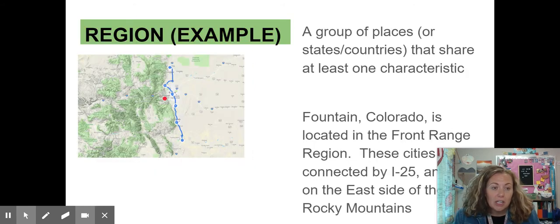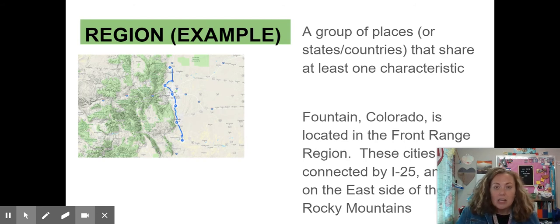Okay, region. So the simple definition for region is a group of places or states or countries that share at least one common characteristic. So in global studies, we'll talk about global regions. So for example, Mexico, even though it's physically located in North America, culturally and regionally, it is part of Latin America because of Spanish, Catholicism, shared history, shared peoples.